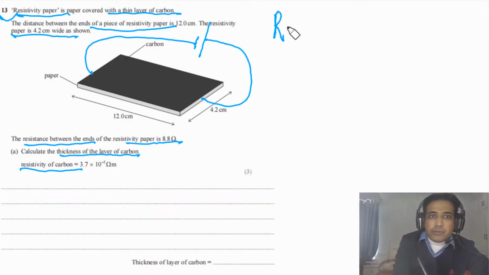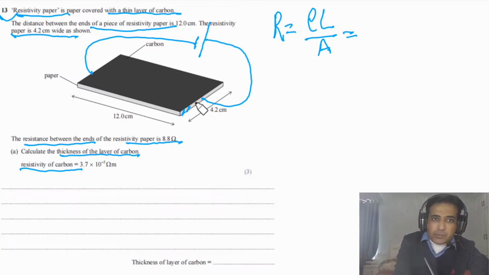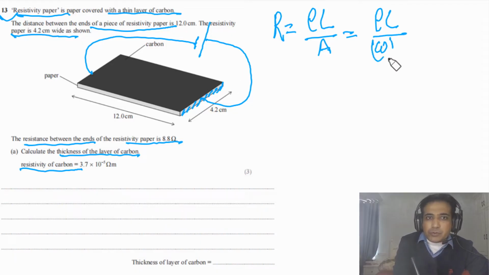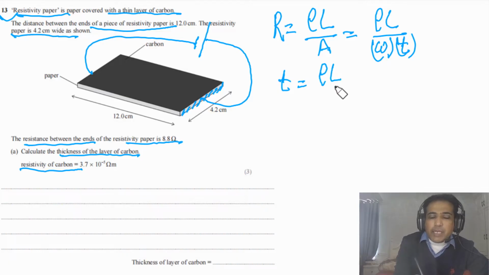Now we need to understand resistance is equal to rho L by A. This is the cross-sectional area we need to consider because current is entering from this side. So we can say the cross-sectional area in this case will be equal to W, the width, which is 4.2 centimeters, times the thickness. Now we can rearrange: thickness in this case will be equal to rho L divided by R times W.